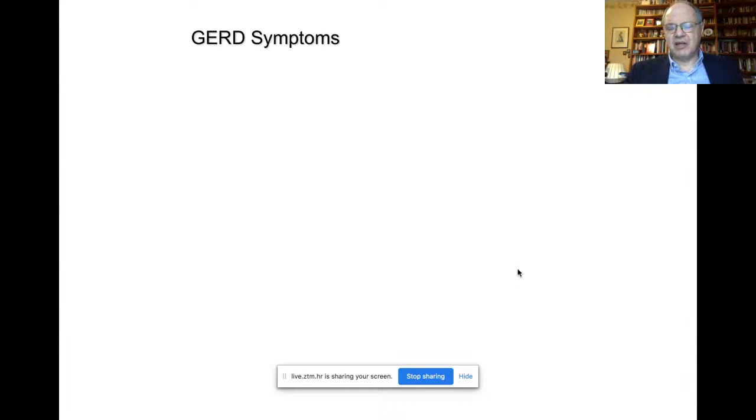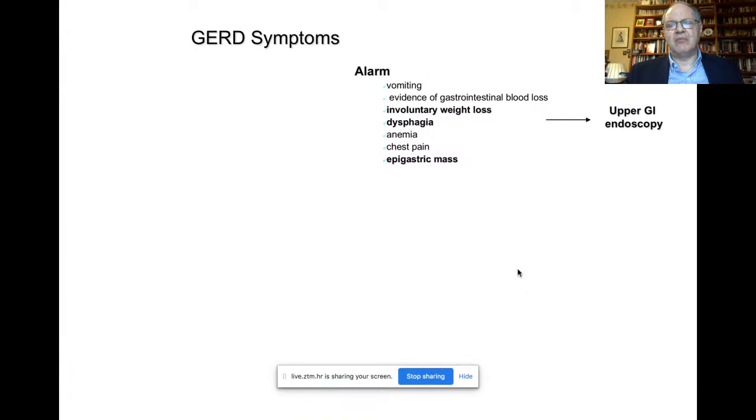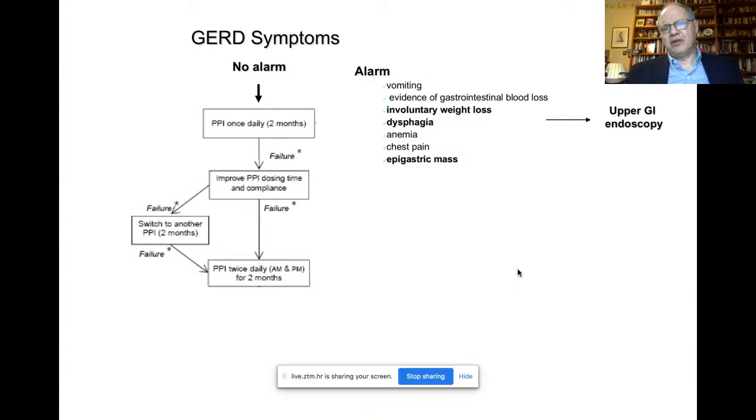When we have a patient with reflux symptoms, the first thing we need to know is if there are alarm signs, particularly weight loss, dysphagia, and epigastric mass. And if this is the case, we go straight to an upper GI endoscopy without any further delay. However, in the majority of cases, there is no alarm sign, and the patient is treated empirically with proton pump inhibitors, either once daily or sometimes directly twice daily.